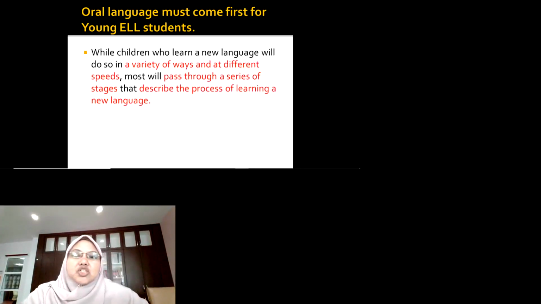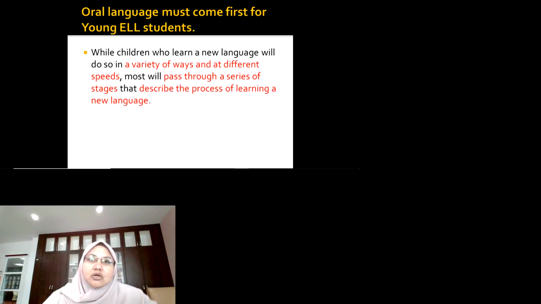We see that children who learn a new language will do so in a variety of ways and at different speeds. So we have to remember the principle of child development, where children will develop according to the stages. However, their speed or pace may be different. This is very important for us, and they will learn the language in a variety of ways. Remember that we talk about English language styles and strategies. These are the variety of ways that English language learners employ as they learn English.